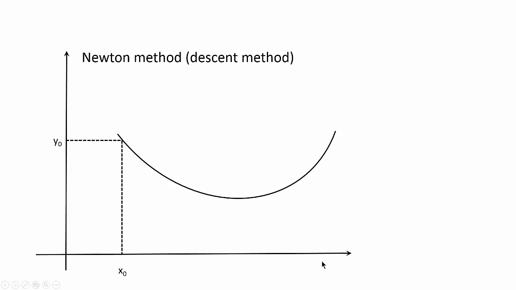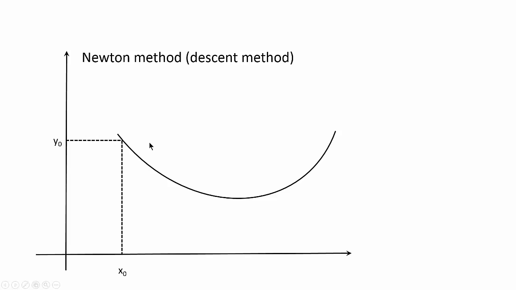Hello everybody. This is a graphical illustration of what is called a Newton method or descent method. Here we look at a simple function, more or less like a parabola. And the procedure is that the software needs some initial point. And here it is denoted x0. The corresponding value at that point of the objective function is denoted y0.